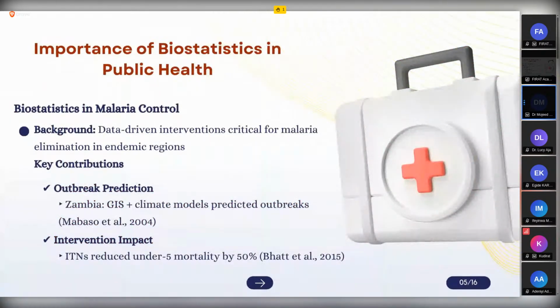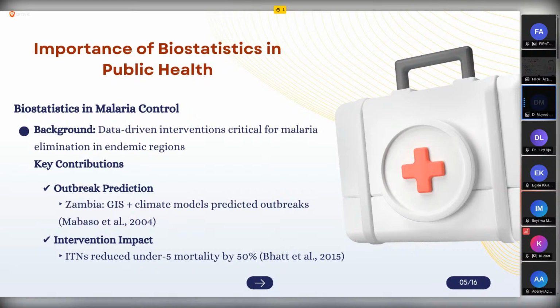Now, let's look at the importance in public health with a focus on malaria control. Data-driven interventions are critical for malaria elimination and control in malaria endemic regions. Now, the key contribution that we have seen is, one, outbreak predictions. Through the application of biostatistics methods, we saw in Zambia that GIS and climate models predicted outbreaks of malaria.